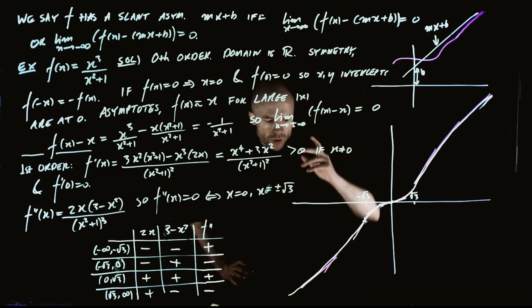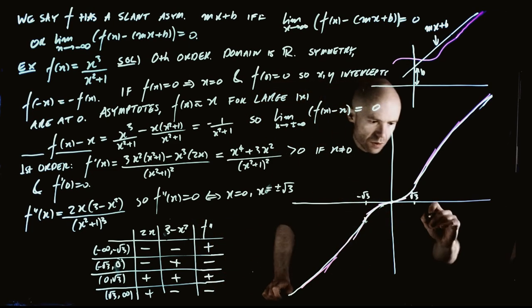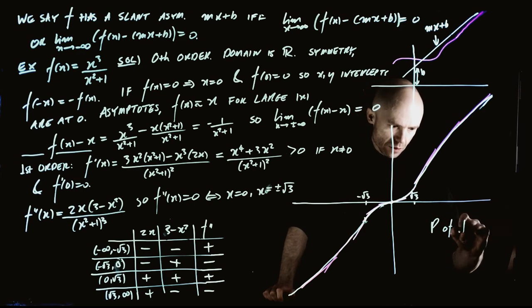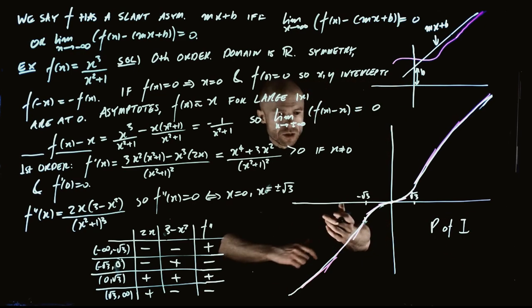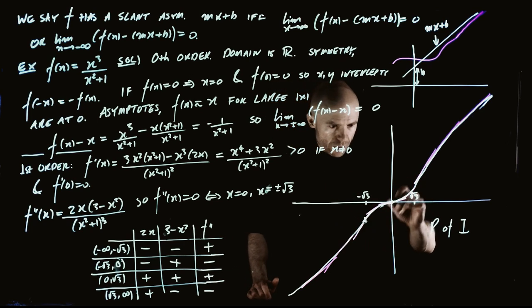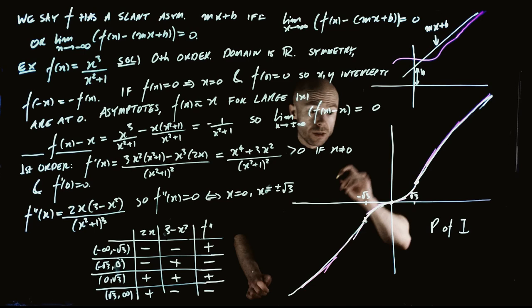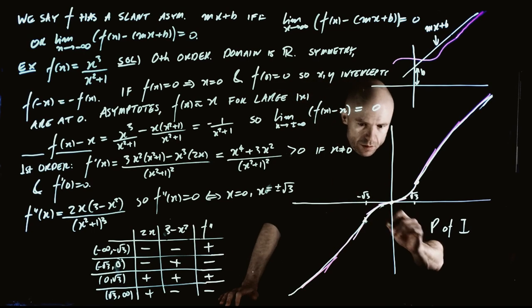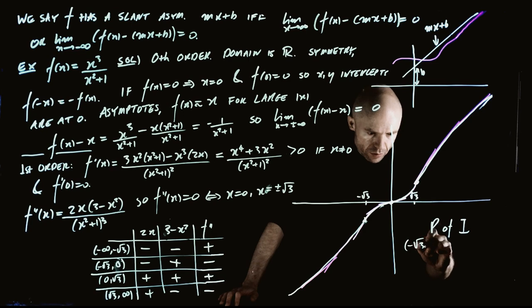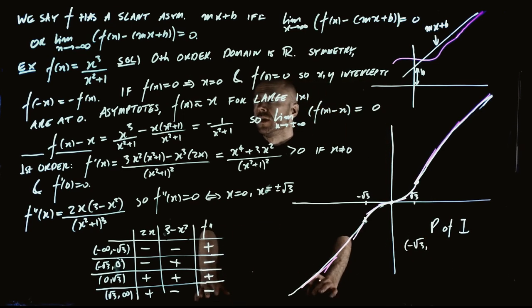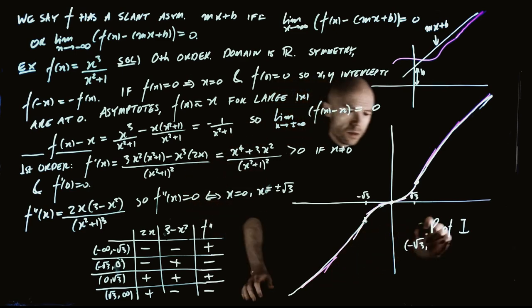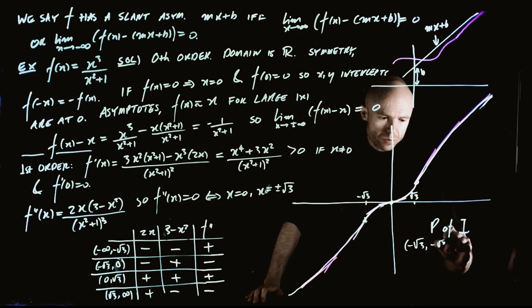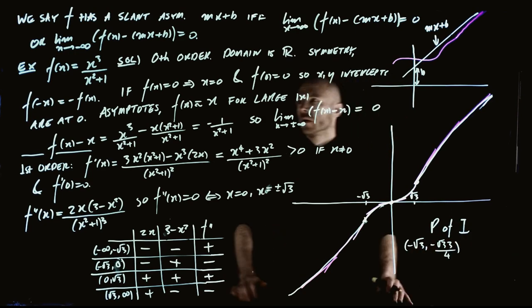Okay, points of inflection. That is where we flip from being concave up to concave down, and that is definitely happening here, here, and here. There's a number of points of inflection, right? So the first one is minus root 3, and then what happens when you put minus root 3 into this function? We're going to have 4 on the bottom, and we have minus root 3, 3 over 4. Is that right?